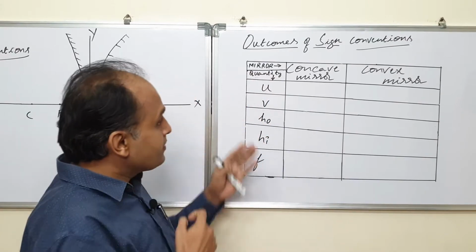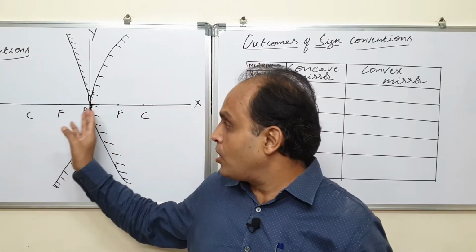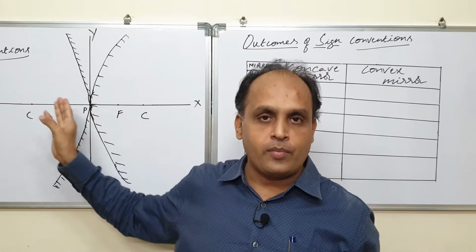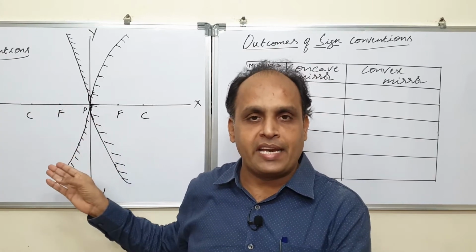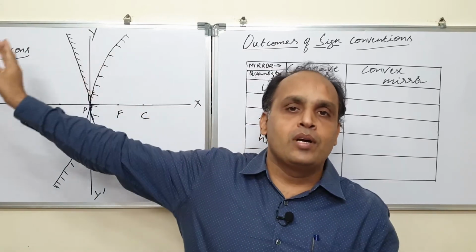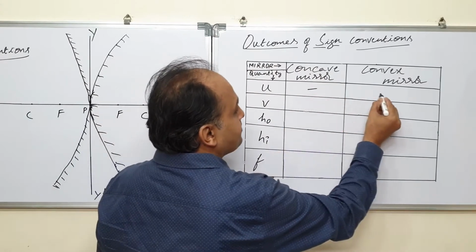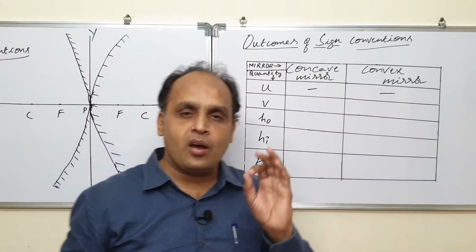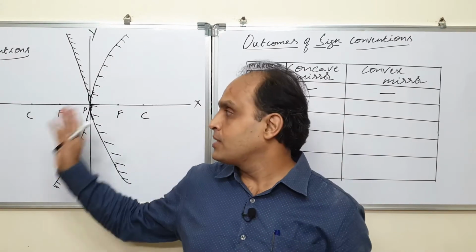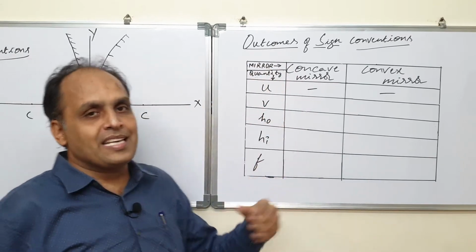Now coming to the first one, object distance, which is u. The object is always placed on the left of the mirror, I said, on the left of the mirror from the pole. So I have already told you in the sign conventions that all the distances from the pole and towards the left of the mirror are considered negative. So whether it is a concave mirror or a convex mirror, the object distance is always negative because that is placed on the left.